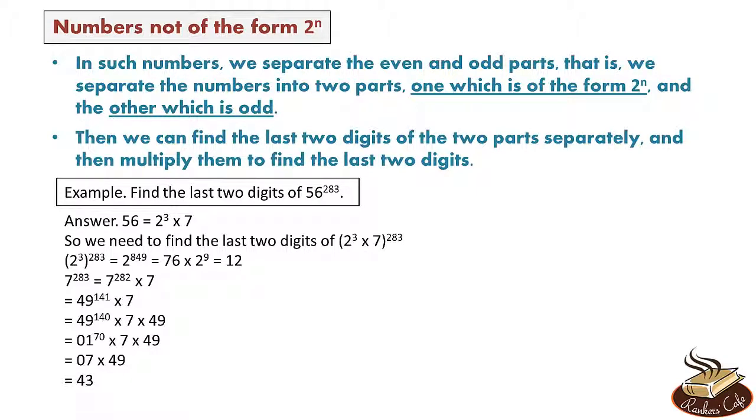So the last two digits of 56 raised to the power of 283 is obtained from 12, which we got from 2 raised to the power of 849, and 43, which we got from 7 raised to the power of 283. When we multiply 12 with 43, the last two digits are 16.